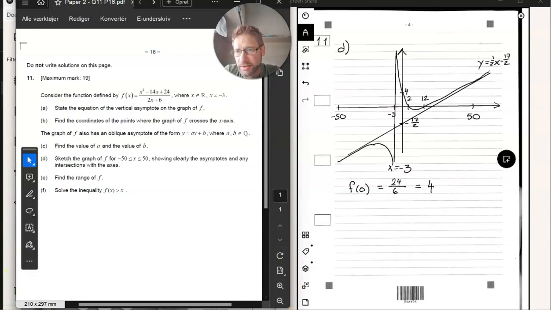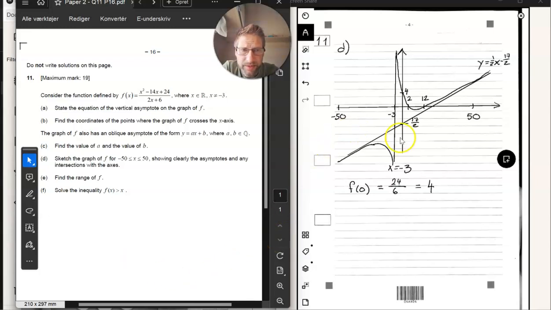Question E says, find the range of the function. Oh, how nice. So we look at the graph that we just drew so neatly, and remember that the range is the set of all the y coordinates for the points on the graph. It's all the values that the function makes.